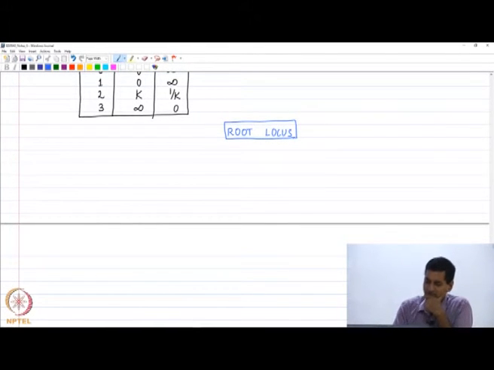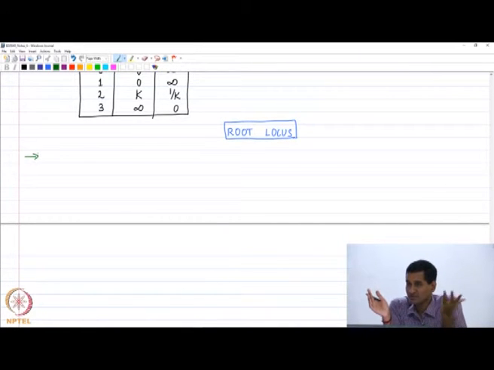So what do we mean by root locus? As the term indicates, it is a locus of some root. All of us know what locus means. It's just a trace of something as a parameter is varied. So that's what we call a locus.